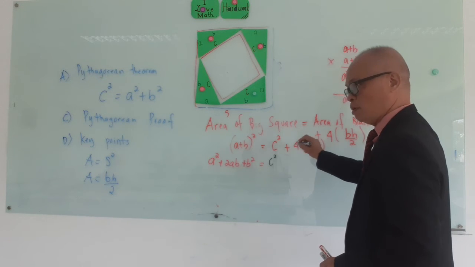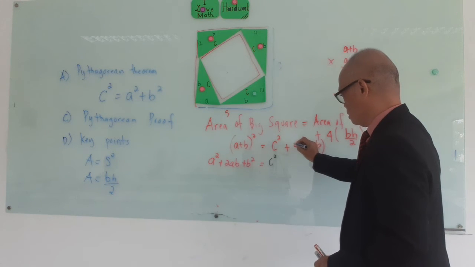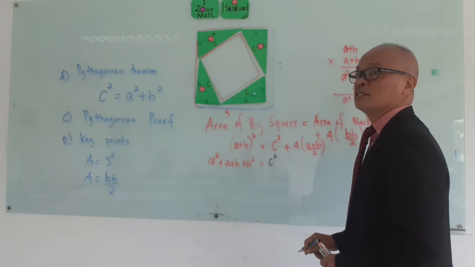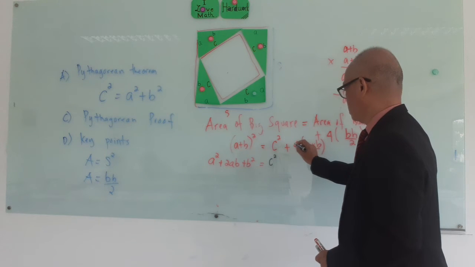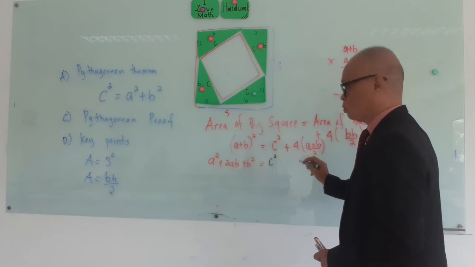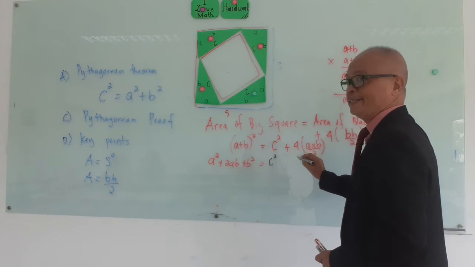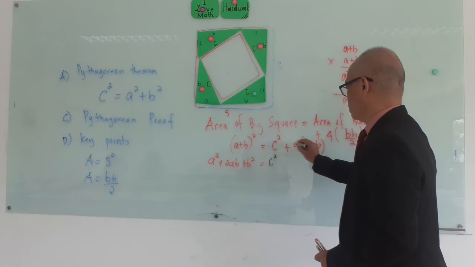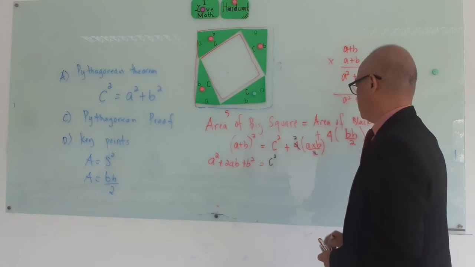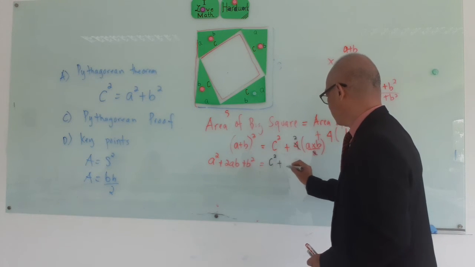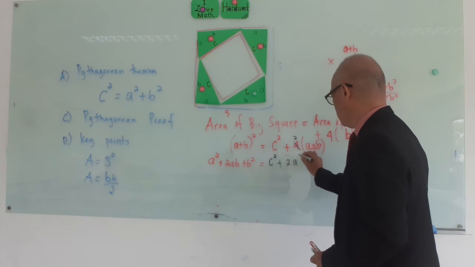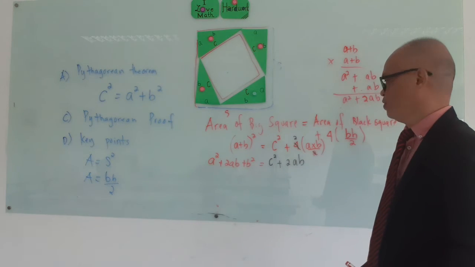4 and 2. Huh? Yes. 4 and 2 equals 8. No, this is divide. Yes, divide. 2 cancel. So we have here plus 2AB.